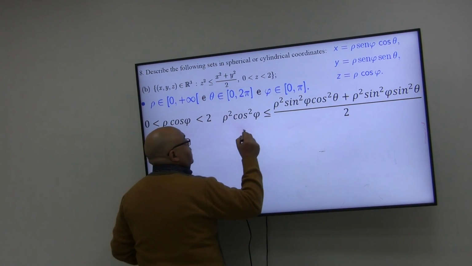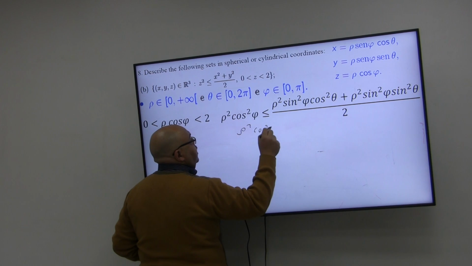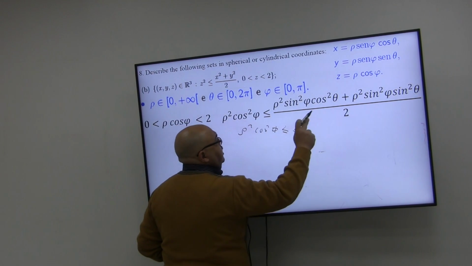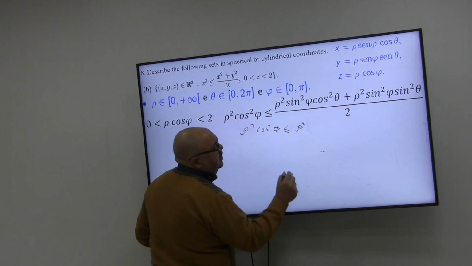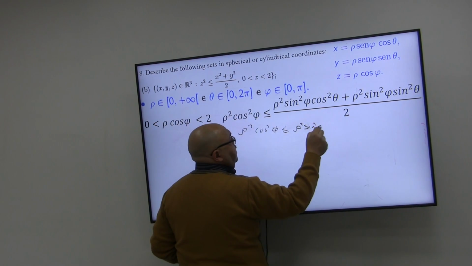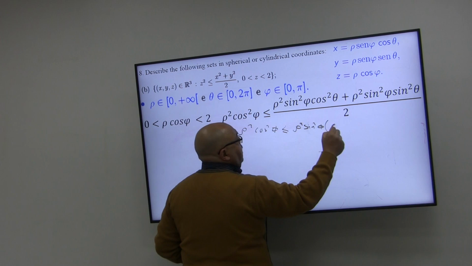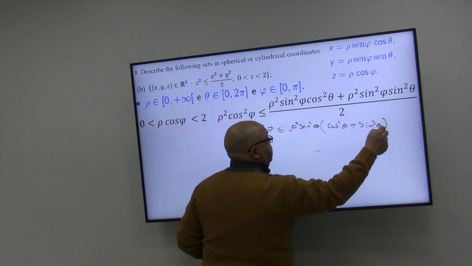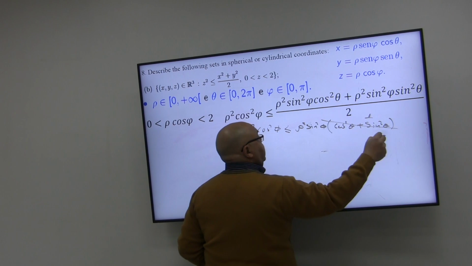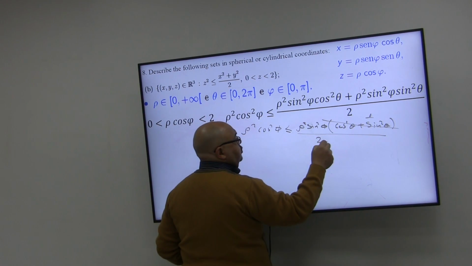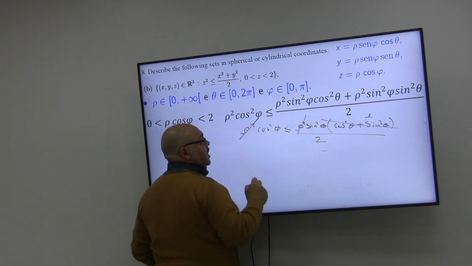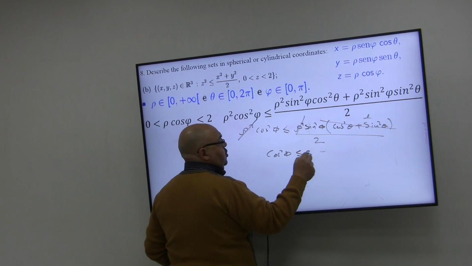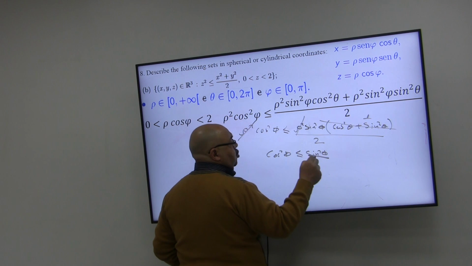Okay, this is going to be rho square, cosine square phi less than or equal to. Take rho square as a common. Actually, no, take sine square phi as a common. From this part, it's going to give you cosine square theta plus sine square theta. As you know, this part is equal to 1. And all of this is divided by 2. I can also eliminate rho squared with rho squared. Now I have cosine square phi less than or equal to sine square phi over 2.